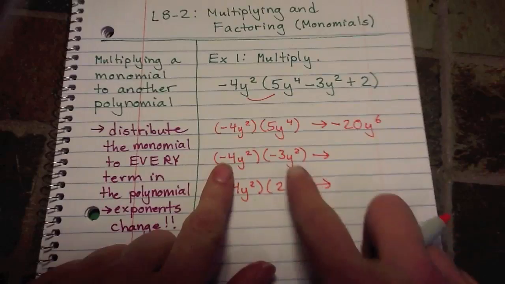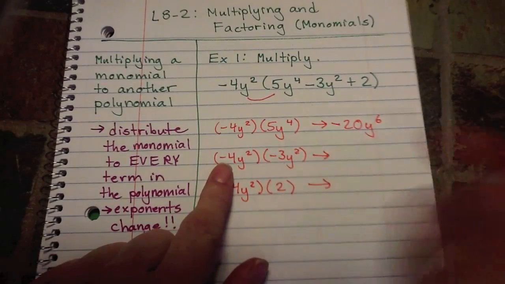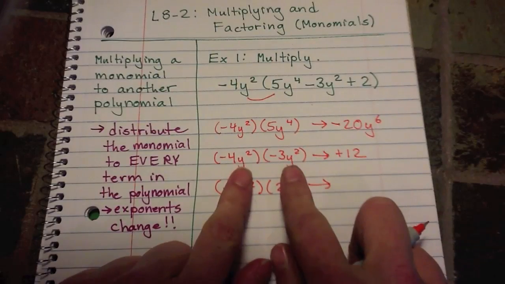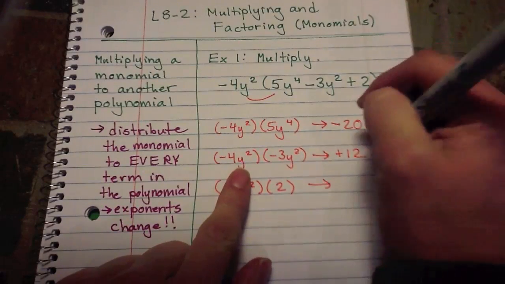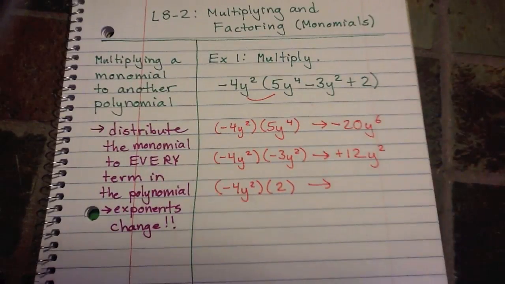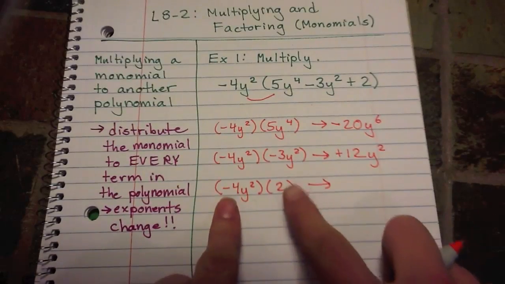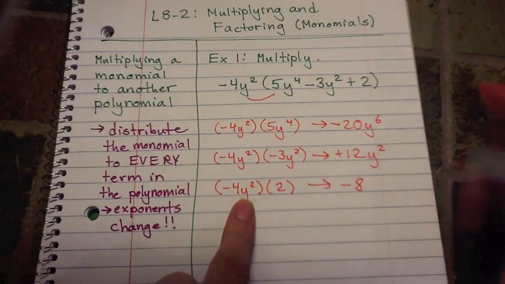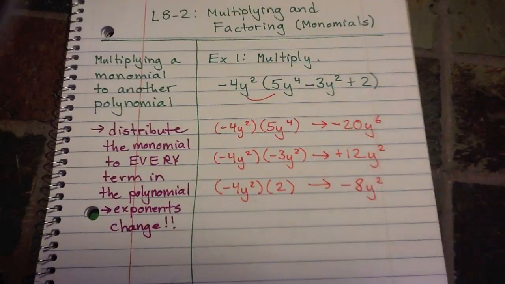Now you have a negative 4 times a negative 3, which is a positive 12. And then you have like bases again, so y squared and y squared gives you 4 of them total. Here, negative 4 times 2 is a negative 8. No like bases, so you just bring the y squared over that you've got.